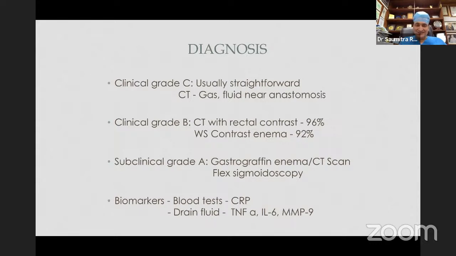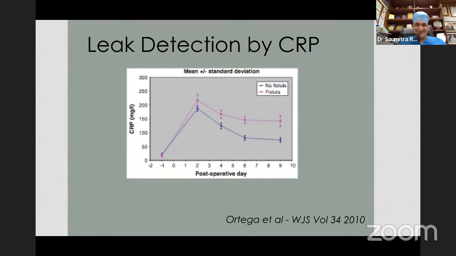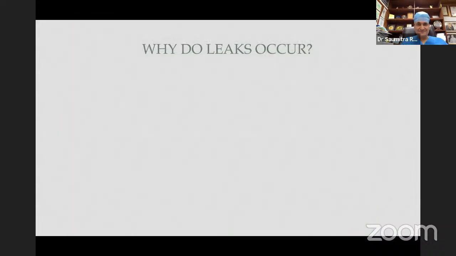There are some biomarkers. CRP is used by some surgeons in the Western world. TNF alpha, IL-6 and MMP9 are used in very, very few centers. As you can see, there is a study about the CRP level, and they say the cutoff is if CRP is more than 135 on day 4, there is a higher risk of a leak, and you should go and check whether your anastomosis is patent or not.